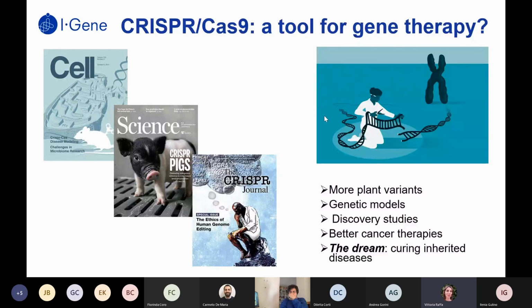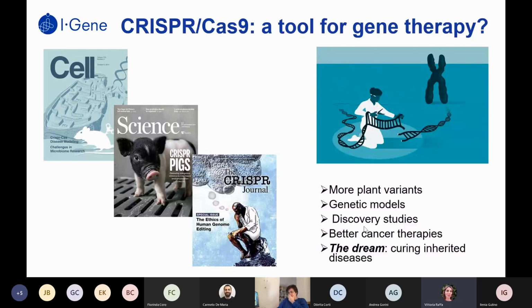For sure, we can use this molecular scissor for producing, for example, new plant variants. We can create a new strain, for example, that resists climate change, or resists infection, or resists, I don't know, pollution. Okay, this is very important in the agriculture field.